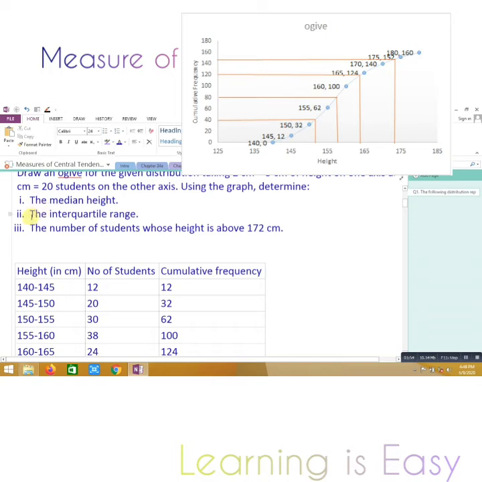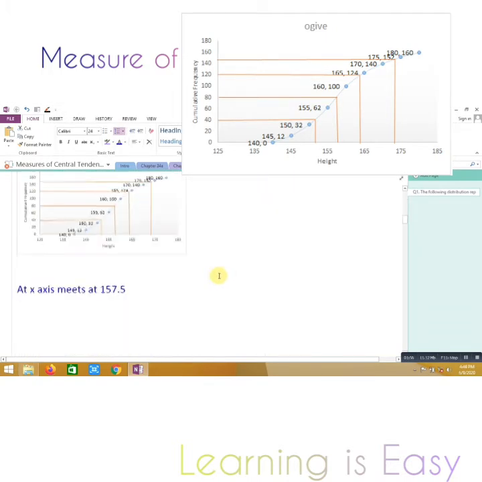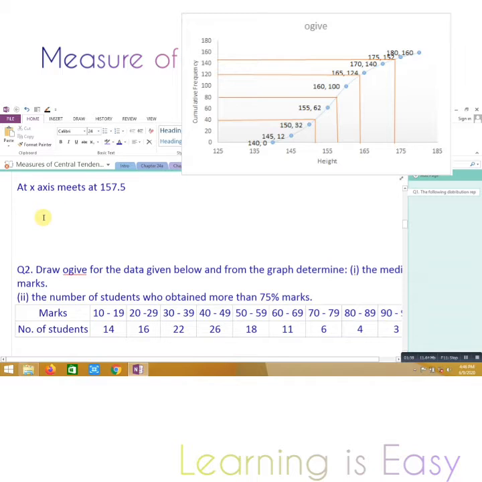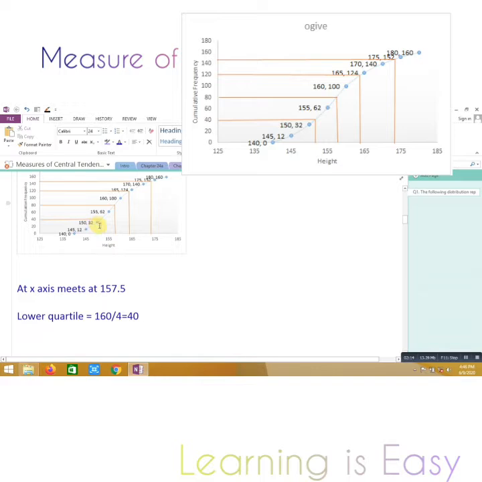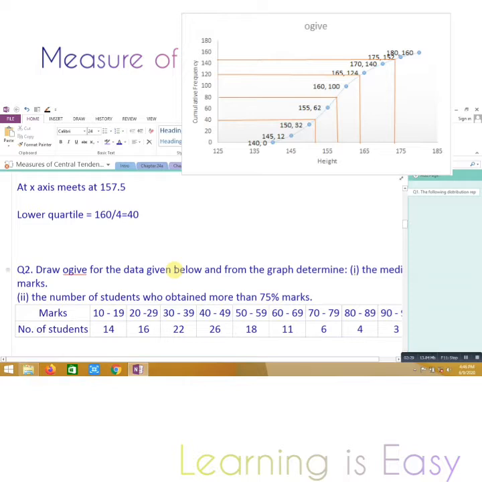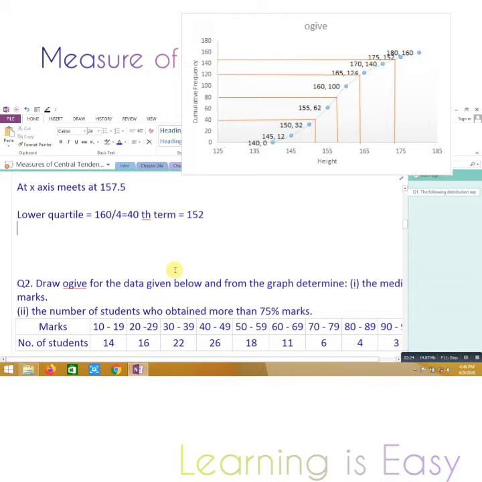Next, we need to find the interquartile range. So lower and upper quartile we need to find to get the range difference. So lower quartile, if you see, 160 into 1 by 4, that's 40th term. So by drawing a line from y-axis at 40 where it meets at x-axis with a perpendicular line, that is the 152 lower quartile value, and upper quartile, 160 into 3 by 4 we have to make.